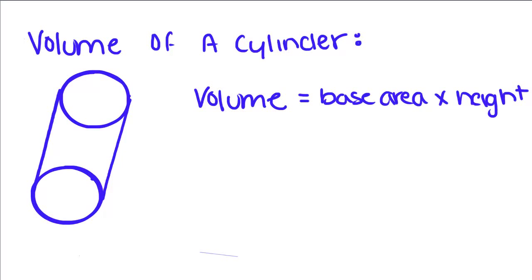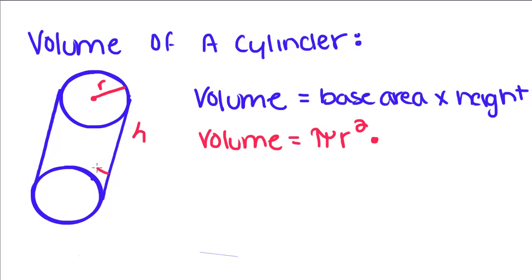Okay, so today we're going to learn how to find the volume of a cylinder. So the volume is equal to the base area times the height. So for a cylinder, each base is a circle. So that means that the volume for a cylinder is the base area, which is pi r squared, times the height, which is always perpendicular to both bases.